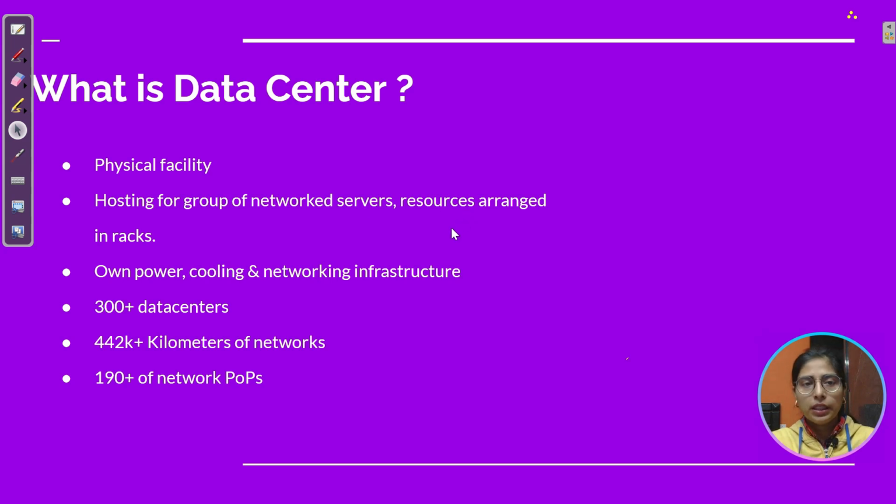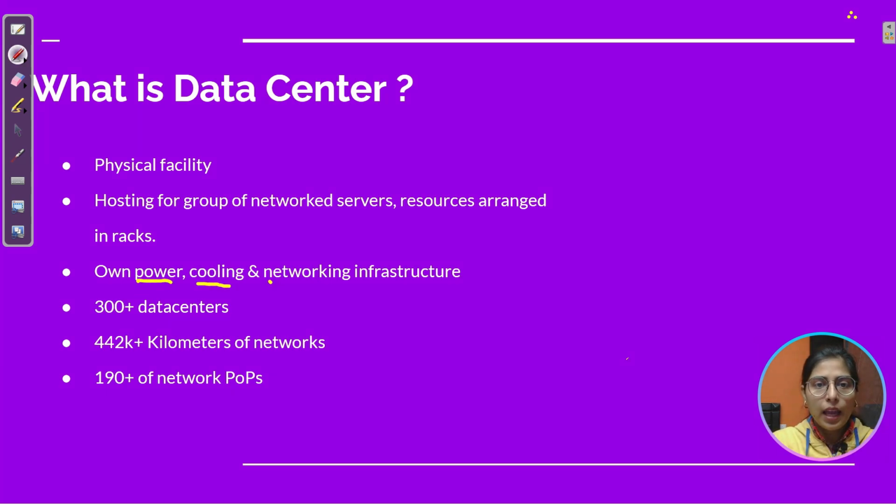The servers are basically arranged in racks. They will have their own power, own cooling and networking infrastructure. In Azure, Microsoft owns more than 300 data centers, and it has more than 442,000 kilometers of networks, which is really big, and 190 plus networks points of presence.